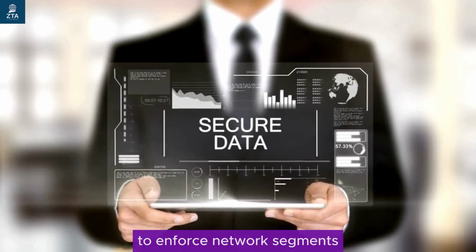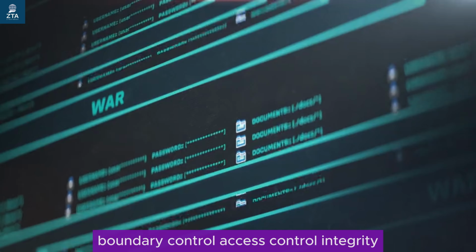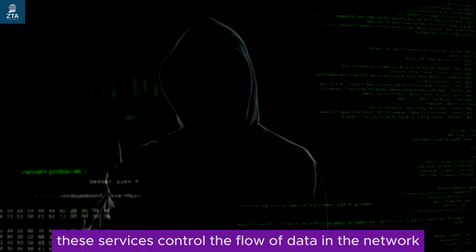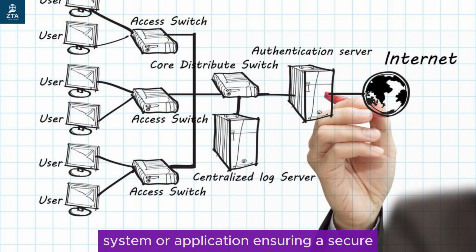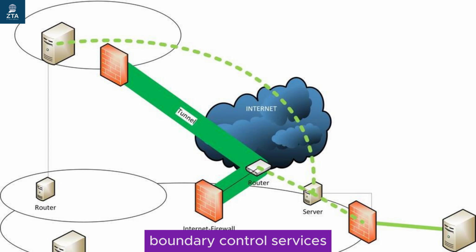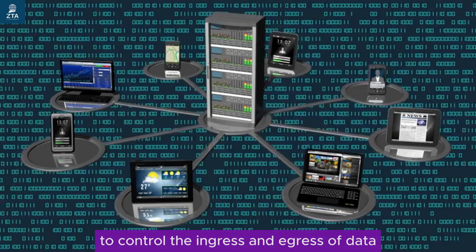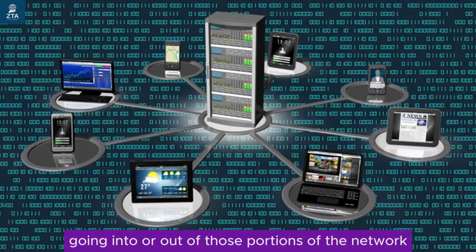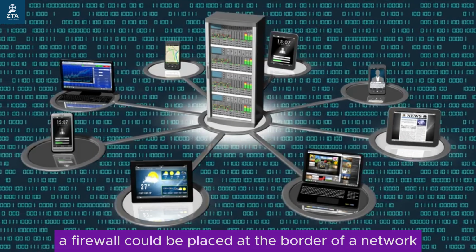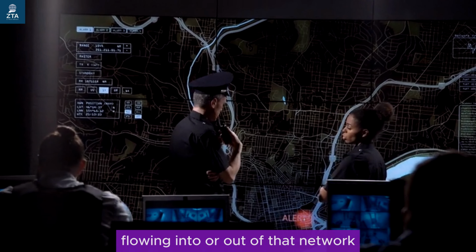To enforce network segments, five service techniques are used: boundary control, access control, integrity, cryptography, and auditing and monitoring services. These services control the flow of data in the network, system, or application, ensuring a secure and efficient operation of the network. Boundary control services focus on placing different devices at the boundaries of the security zones to control the ingress and egress of data going into or out of those portions of the network. For example, a firewall could be placed at the border of a network and configured with ACLs to tightly control the data flowing into or out of that network segment.